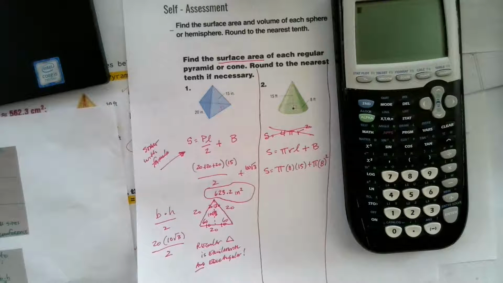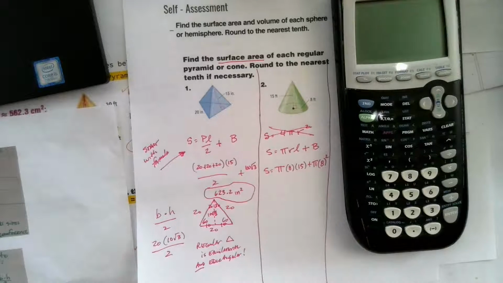Alright, let me walk you through a couple of these problems involving surface area of a regular pyramid or a cone. So I went ahead and started solving this. I pretty much finished. I already did finish the one on the left. It's a regular pyramid. So that means the triangle on the base is an equilateral triangle.